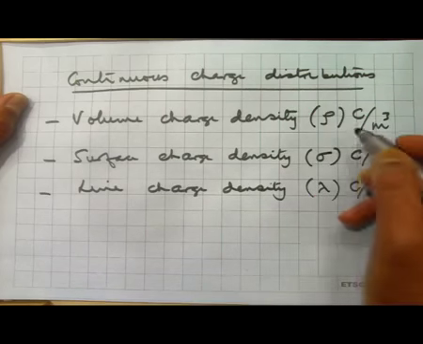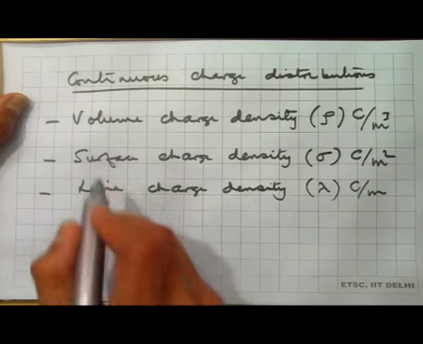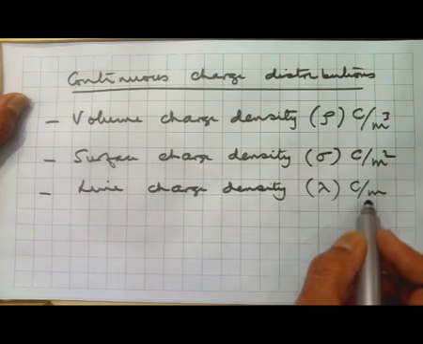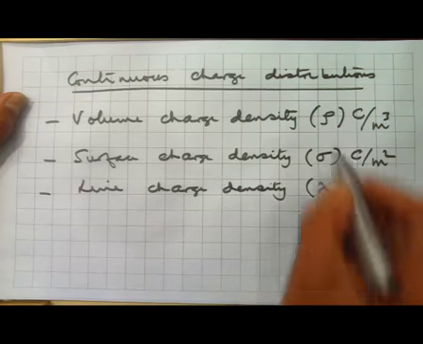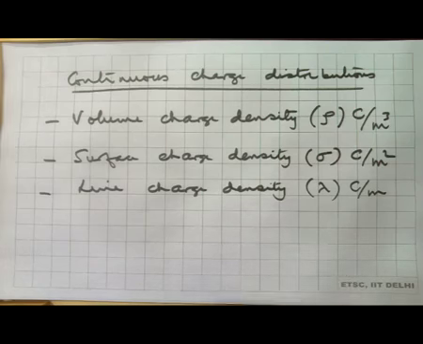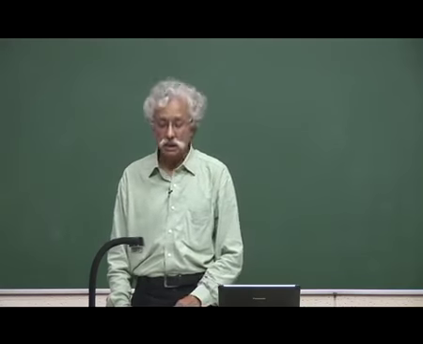So, the volume charge density is the charge per unit volume, surface charge density is charge per unit area, and line charge density is the charge per unit length. Now, these are three Greek letters. You will come across many of these Greek letters in your courses in physics, chemistry, mathematics, etc.